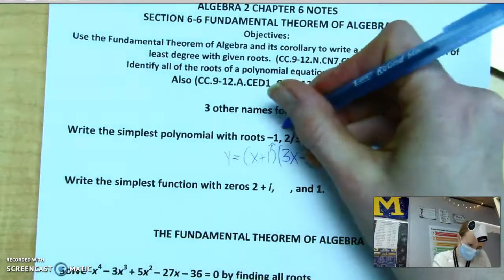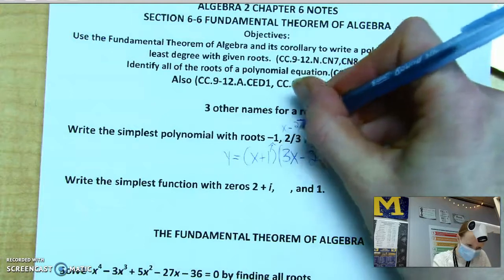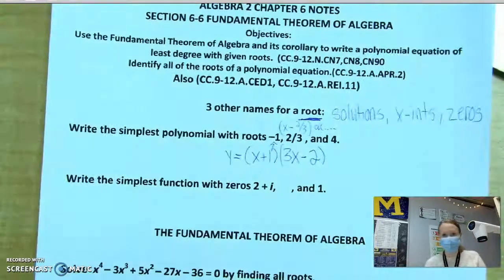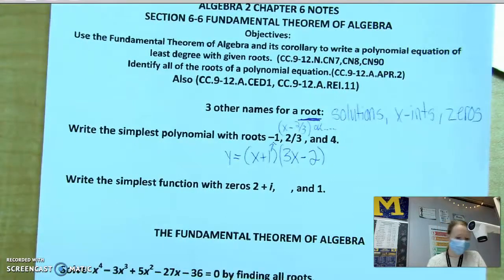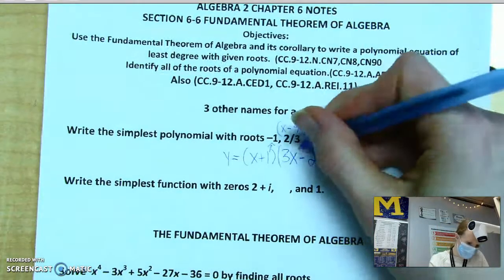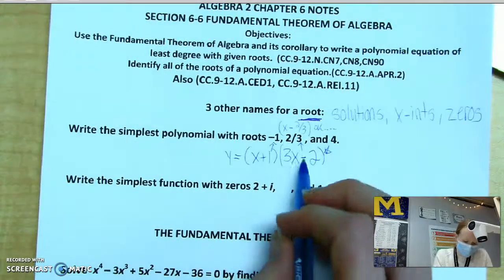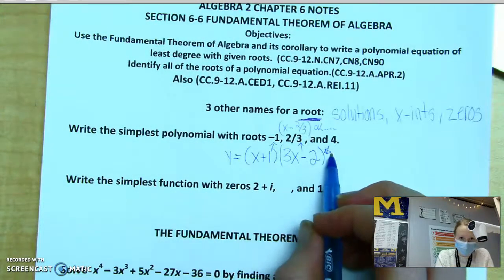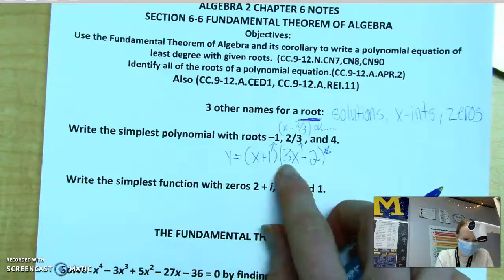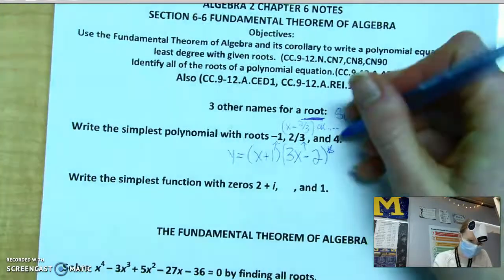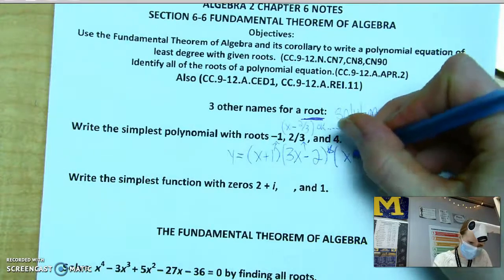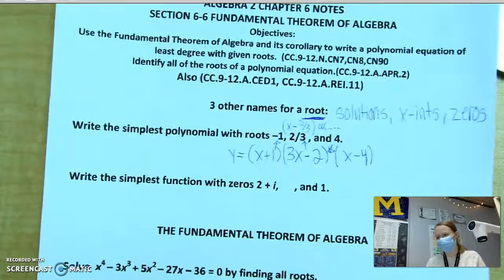A lot of you would want to write something like x minus 2/3. This is okay, but then you have to multiply with fractions and there's a lot of room for error there. So what I would like you to do this time is to think about how to work your way backwards to get 2/3, right? I would add 2 to the other side and then divide by 3, so I must have 3x minus 2 as my factor. And then this last one, if my answer is a positive 4, my factor must be x minus 4.